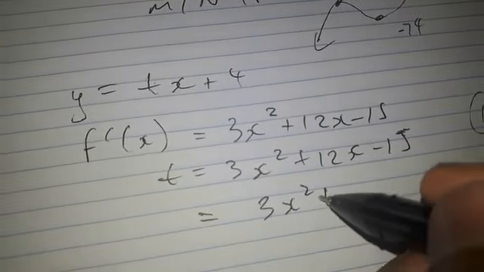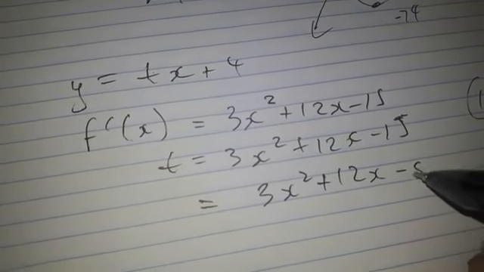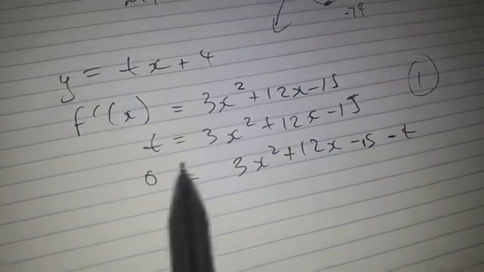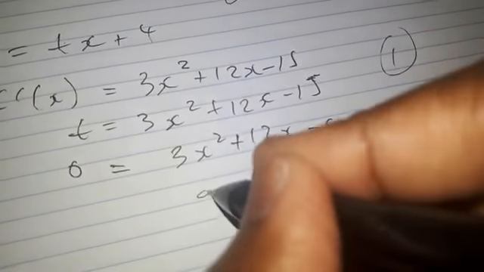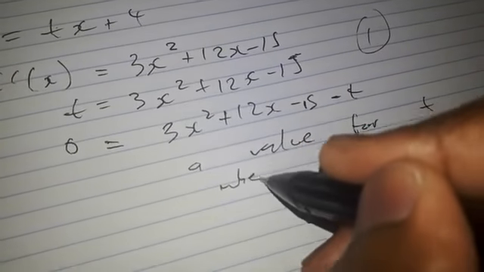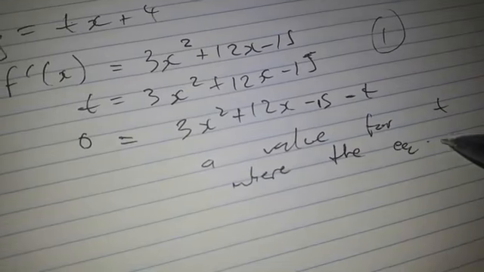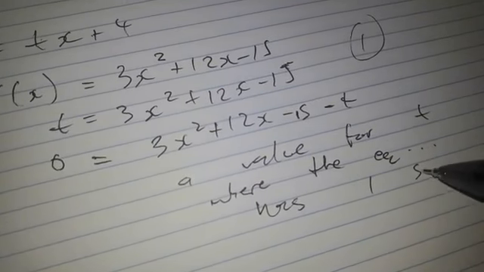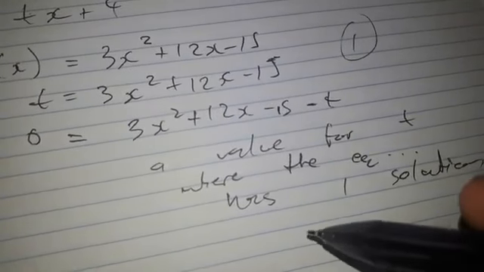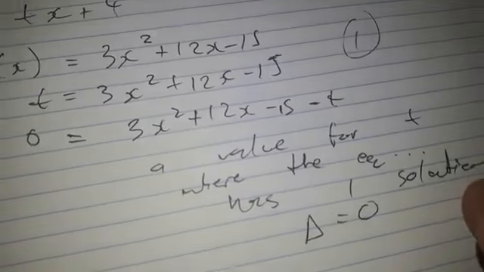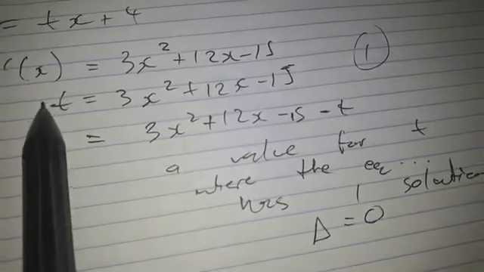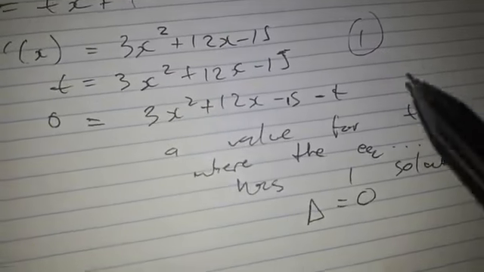And the reason for us putting this equation into standard form is we basically want to work out a value for t where this equation has one solution. For this equation to have one solution, it's technically where delta is equal to 0, because we know that a tangent and a graph will only meet once. So we're basically working out a value for t where this whole equation has one solution.